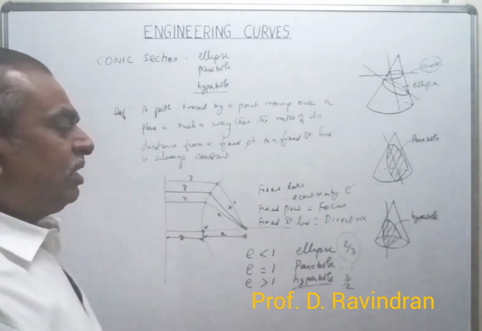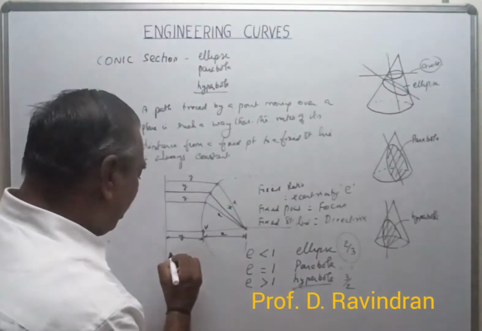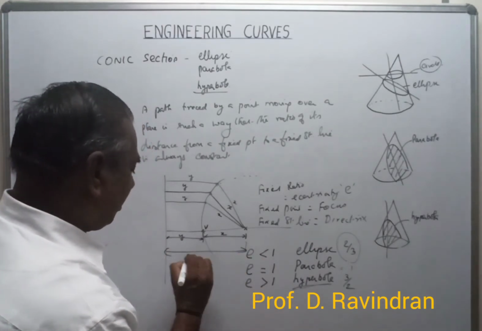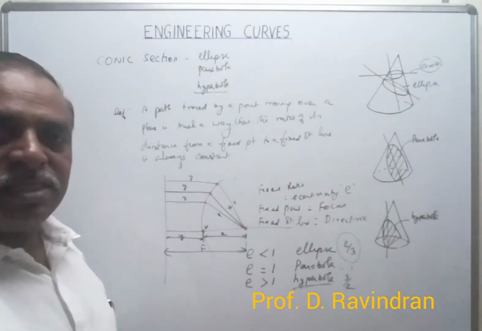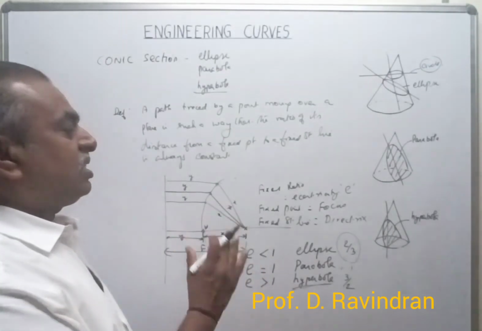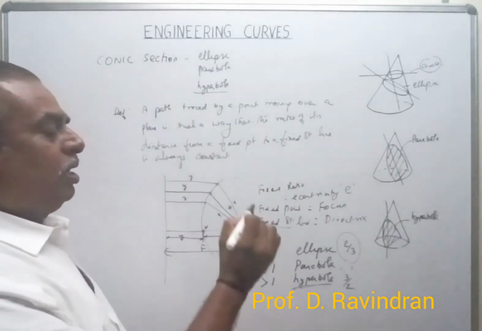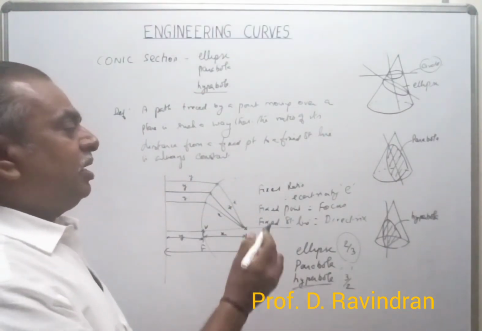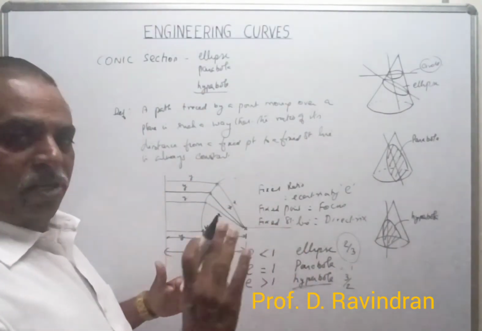Now, when the eccentricity and the focus distance from the directrix are given, how to construct this ellipse, parabola and hyperbola, we can see using the mini drafter and the drawing board. Okay.